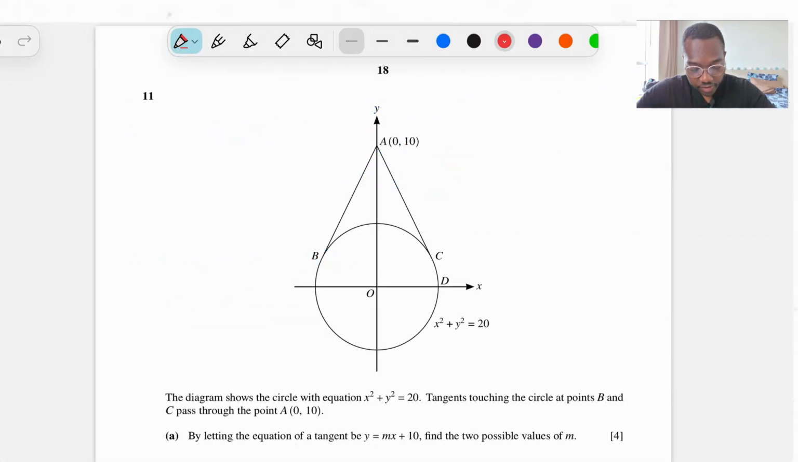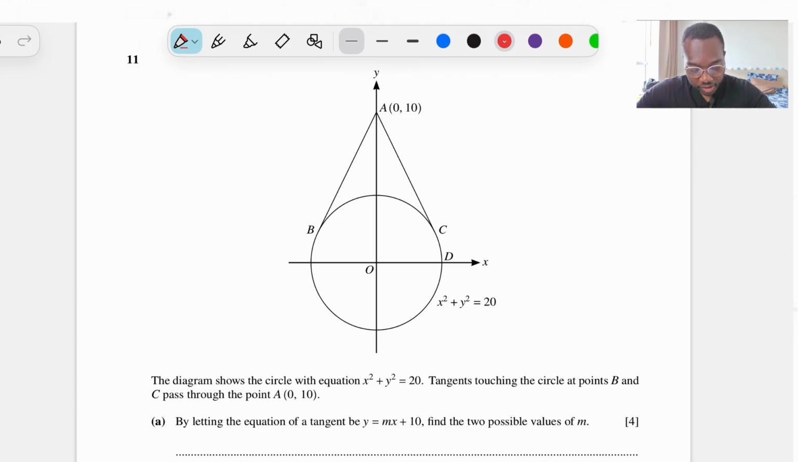Okay, question 11. We have this circle here and these tangents. The circle has equation x squared plus y squared is equal to 20. The tangents touching the circle at points B and C pass through the point A, which has coordinates (0, 10). By letting the equation of the tangent be y equals mx plus 10, we need to find the two possible values of m.